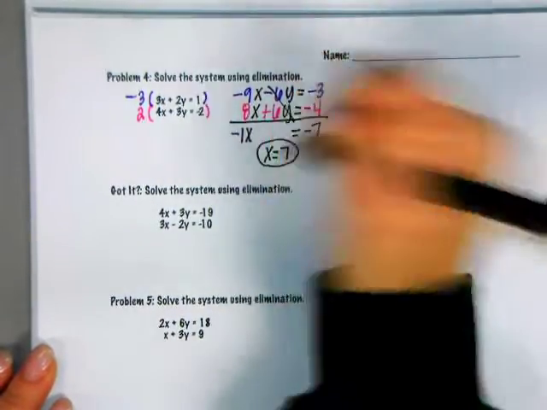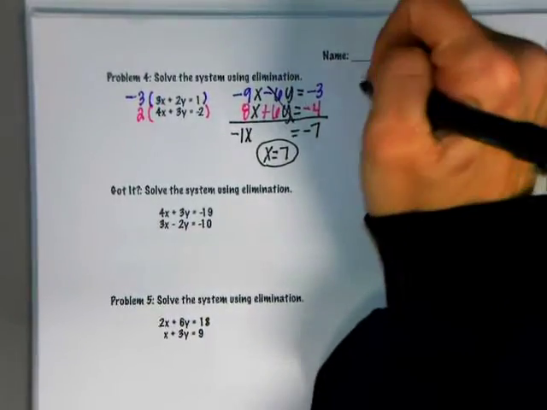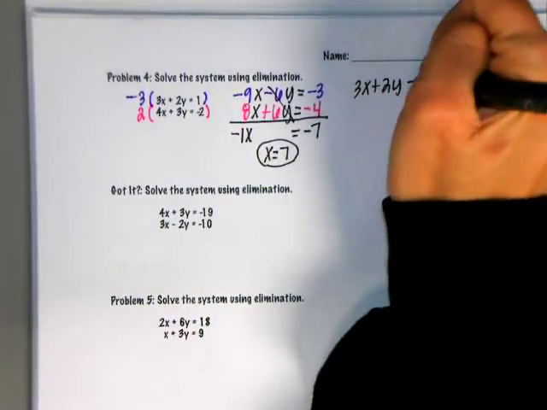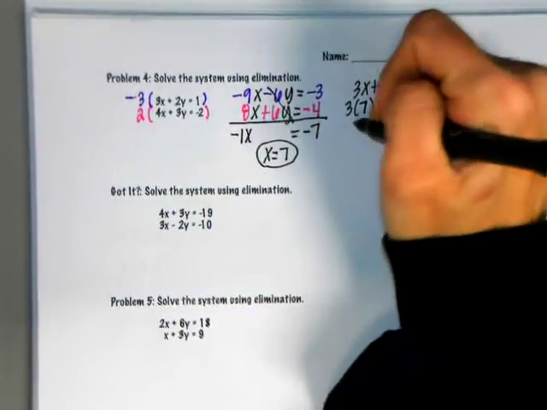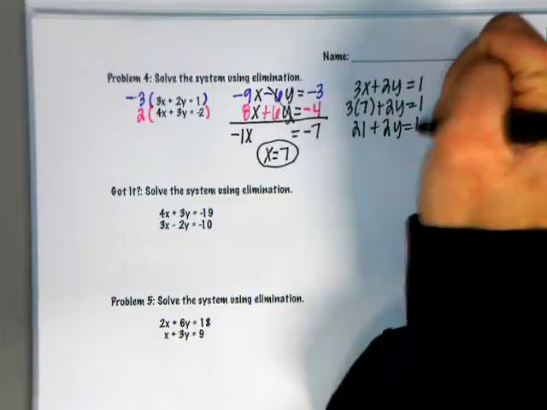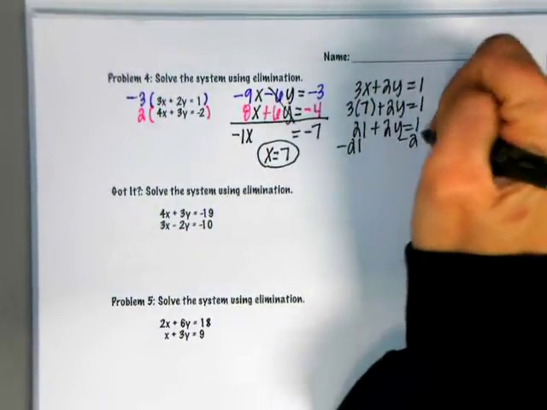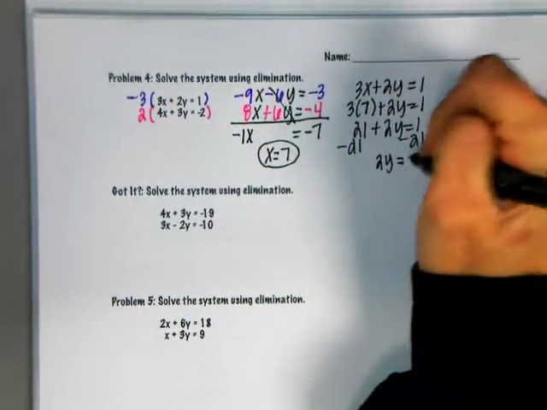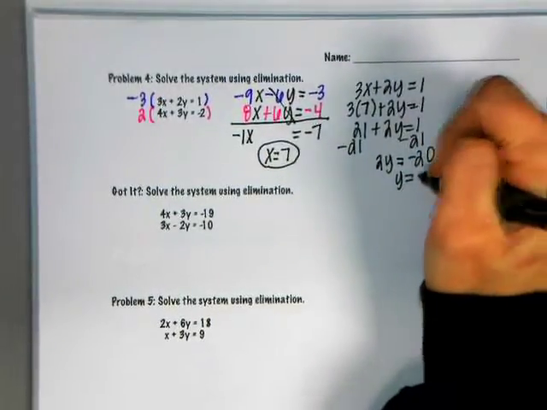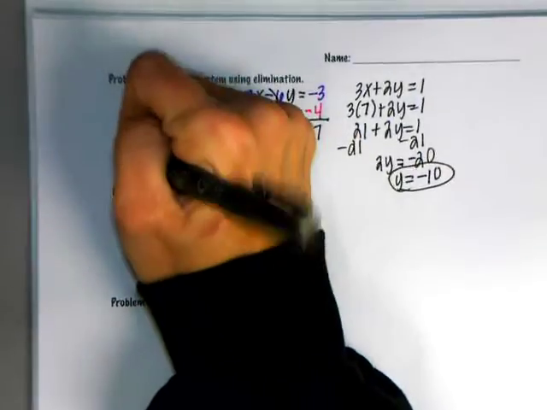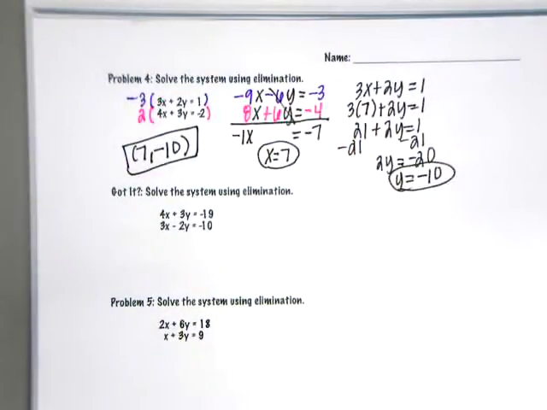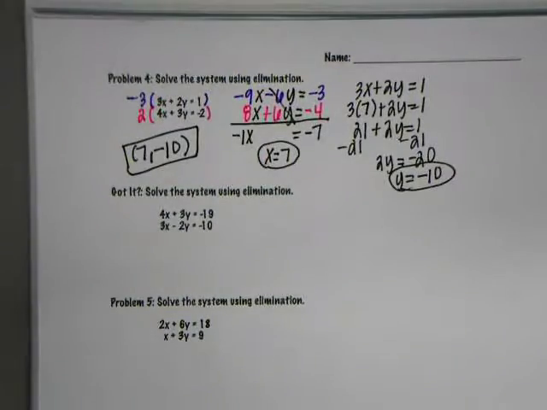7, yeah. I'm going to use the top original, 3x plus 2y equals 1. All right, minus 21. 2y equals negative 20. So what does y equal? Negative 10, yep. So we have 7 comma negative 10. Sense? Okay. We're just going to keep going together.